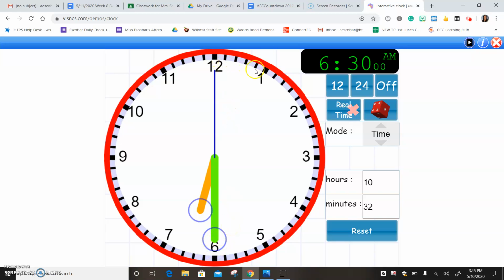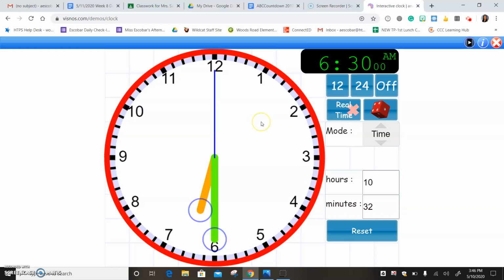And these dashes that you see around this clock, those are minutes. So this dash is 1 minute, 2 minutes, 3 minutes, 4 minutes, 5 minutes. And if we were to keep going, 6 minutes, 7 minutes, 8 minutes, 9 minutes, 10 minutes. And there are 60 minutes on this clock.